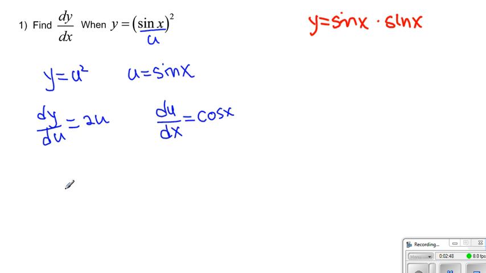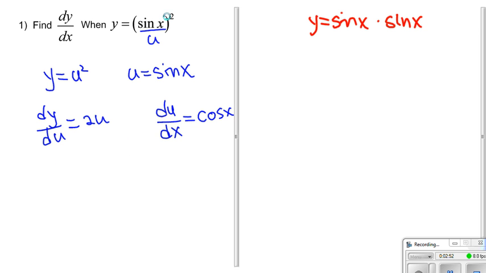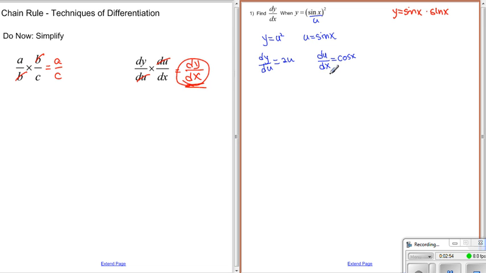Then simply what we end up getting is this. By multiplying these two derivatives, just like earlier, dy over dx must be equal to 2 times u. u in this case was sine of x, times du over dx, which is cosine of x. All right, so that becomes our answer.